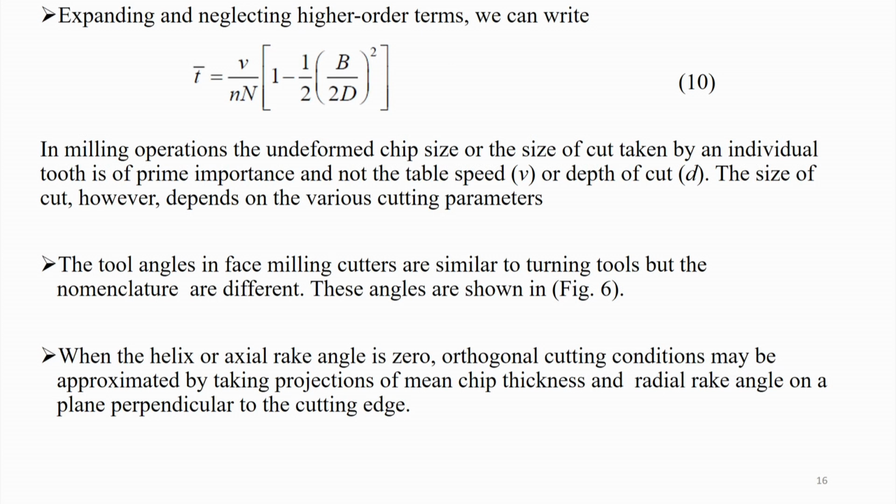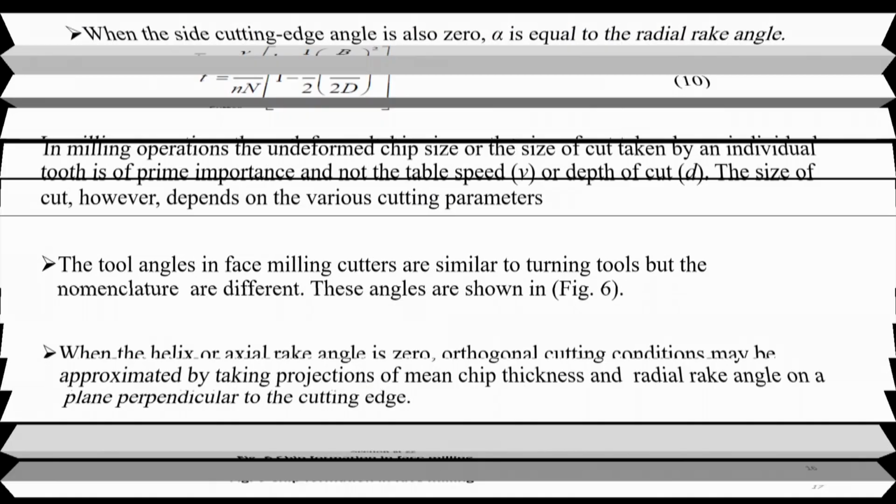So in milling operations, the undeformed chip size, or the size of cut taken by an individual tooth, is of prime importance, and not the table speed V or depth of cut D. The size of cut, however, depends on the various cutting parameters. Okay. So tool angles in face milling cutters are similar to turning tools, but the nomenclature is different. These angles are shown in the next slide.